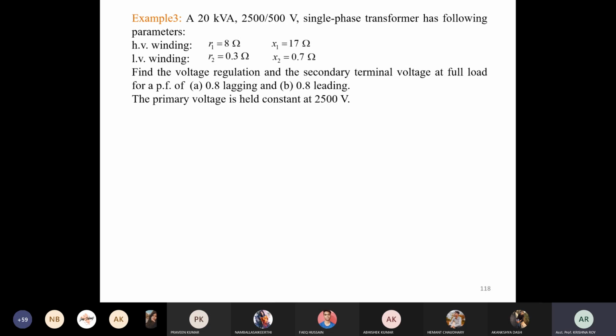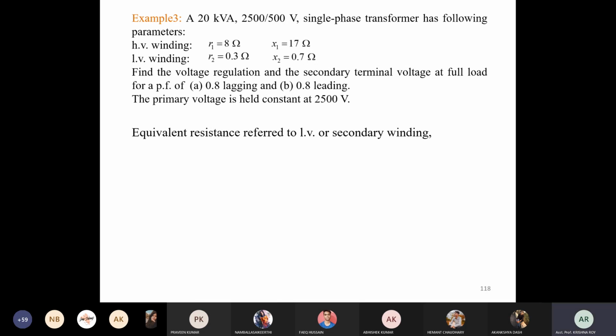So here the high voltage side is used as the primary side. That is why the high voltage winding parameters are denoted by R1. That means subscript 1 is used for the high voltage side winding, and subscript 2 is used for the low voltage side winding. The load power factor is given as 0.8 lagging for the first case and 0.8 leading for the second. So first of all, how to calculate the voltage regulation?